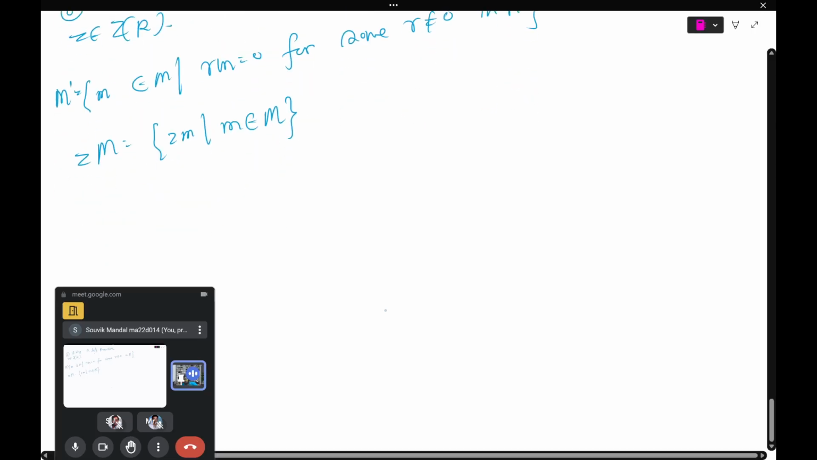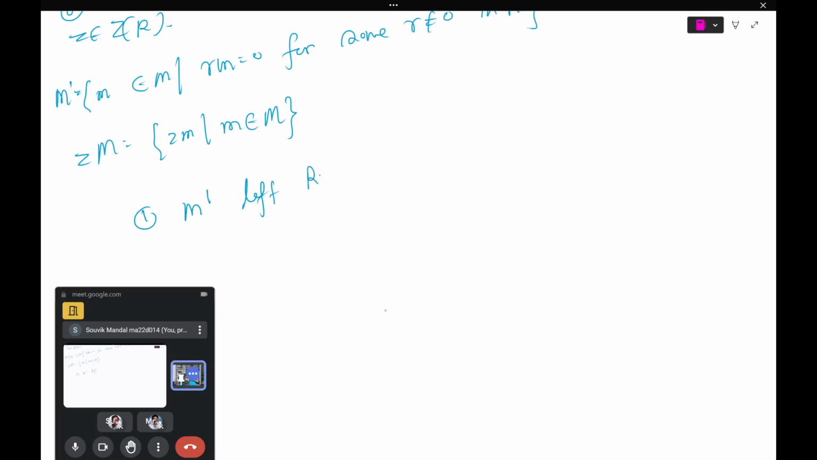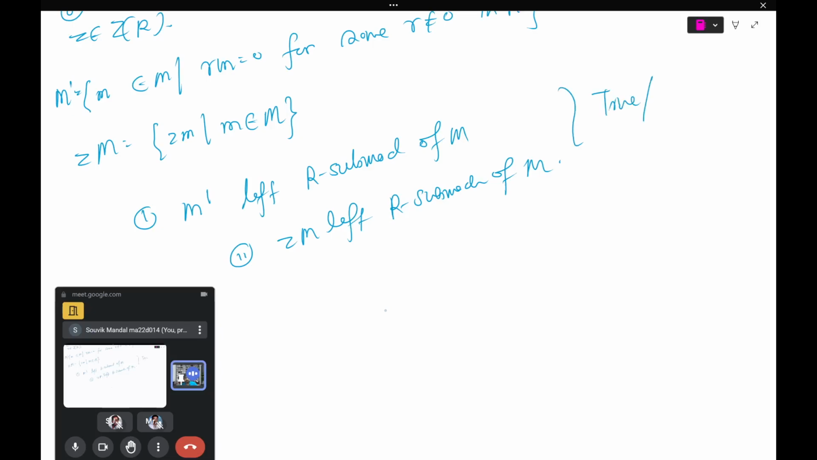So now the question is, is this M dash a left R submodule of M, and secondly, is Zm a left R submodule of M. Now we need to check which one is true or which one is false.